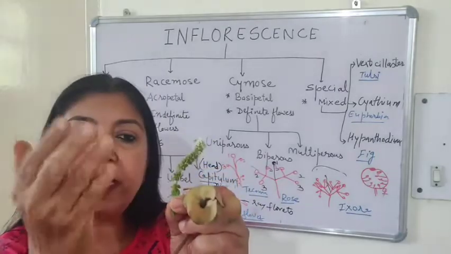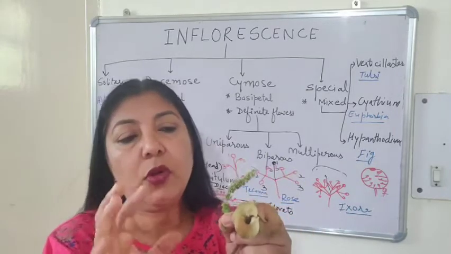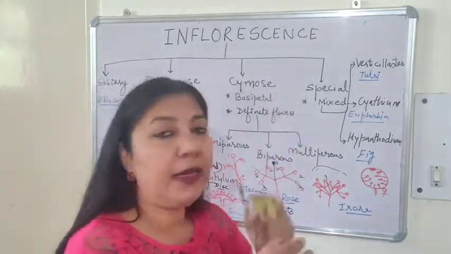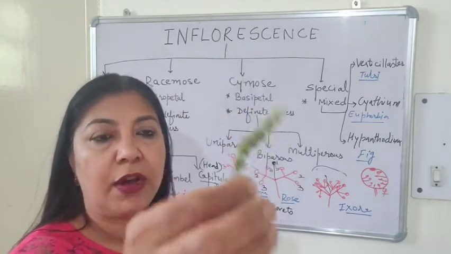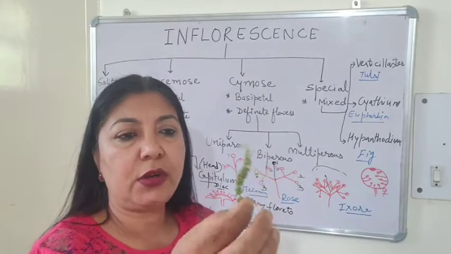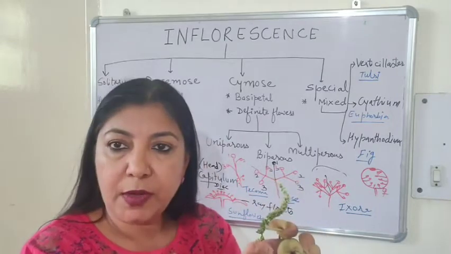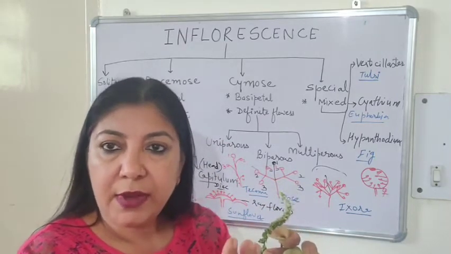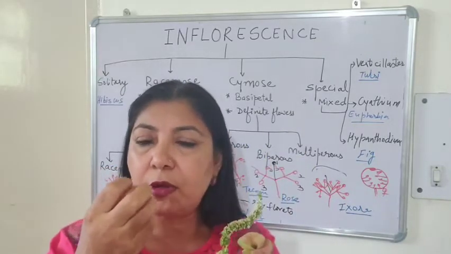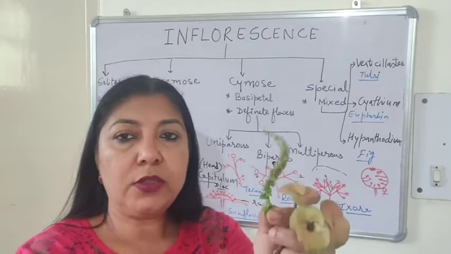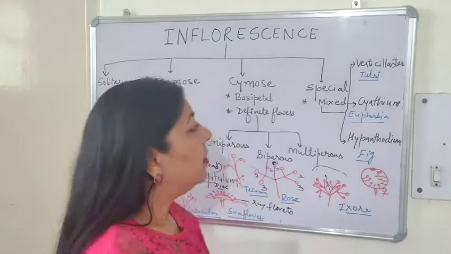So neither is it completely racemose nor completely cymose. So we keep it in a separate category. So we call it verticillaster. Verticillaster is a characteristic feature of Labiatae family. Labiatae family means ocimum, basil, salvia, lavender, all of which have a lot of scent. Okay, so this is verticillaster. Then next comes the cyathium.